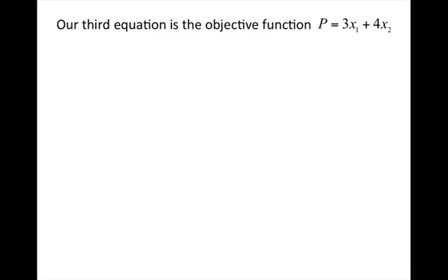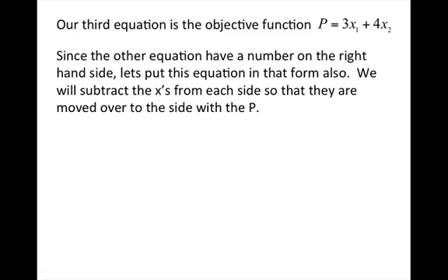Now our third equation is the objective function p equals 3x sub 1 plus 4x sub 2. Since the other equations have a number on the right-hand side, we're always going to write the objective function in this form also. We're going to subtract the x's from each side so that they are moved over to the side with the p. So if I move the 3x sub 1 and the 4x sub 2 over to the side with the p, they both become negative. So this gives me p minus 3x sub 1 minus 4x sub 2, and you've got to have your equals 0.